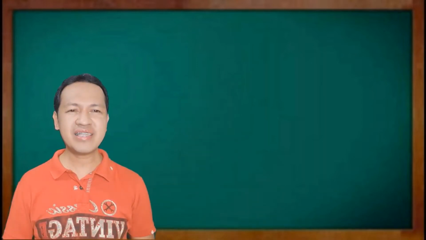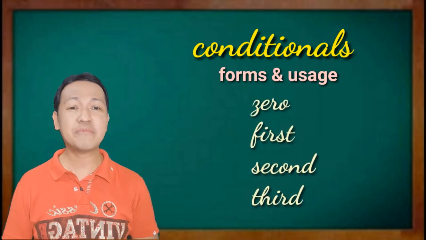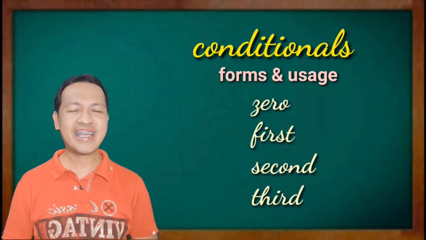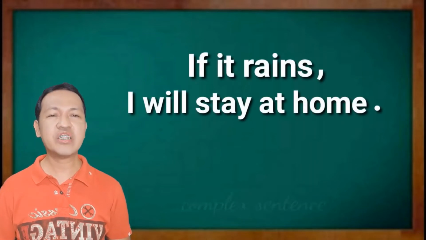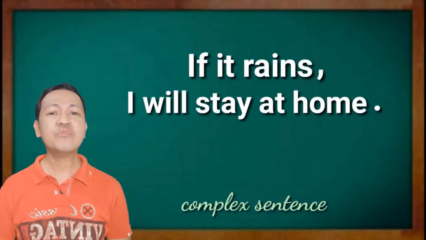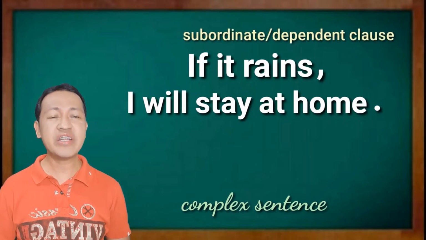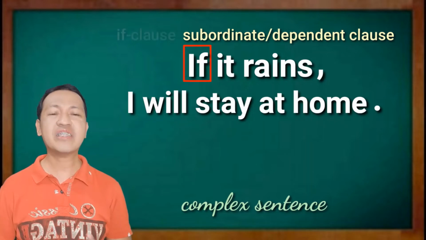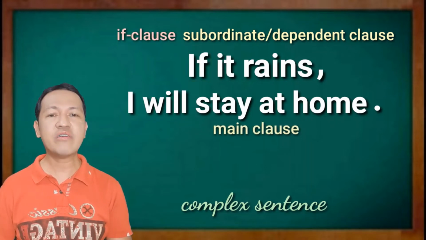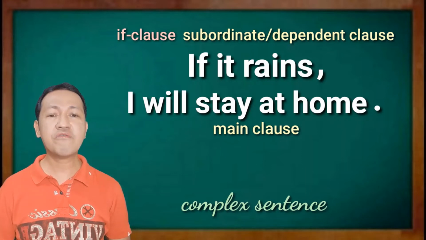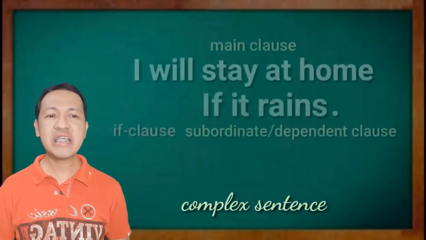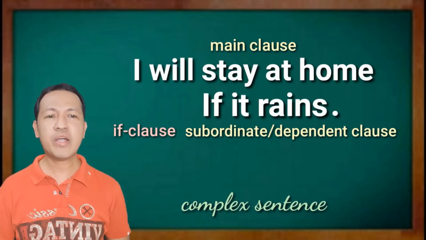I'm going to briefly discuss the forms and usage of the four types of conditionals: zero, first, second, and third conditionals. When we say conditional in English, we are referring to a complex sentence that consists of two parts: a dependent or subordinate clause, which begins with the adverbial subordinator if, that's why it's called the if clause, and a main or independent clause. Take note that the if clause can be placed at the front or at the end, so you can switch these clauses. It doesn't matter which part you put first, the sentence has the same meaning.